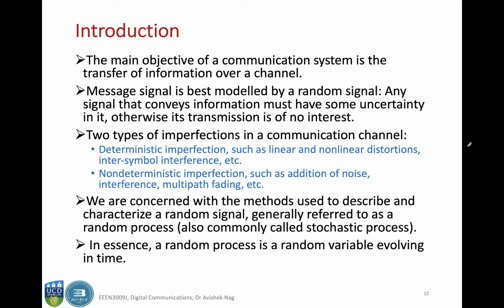And then we are concerned with the methods used to describe and characterize a random signal, generally referred to as a random process, also commonly called a stochastic process. So in essence, a random process is a random variable evolving in time. Most of your signals and noise in digital communication systems are random in nature, and they are time-varying random variables. So they are basically examples of random processes, and to understand them properly, you have to revise the concepts of probability and random processes.